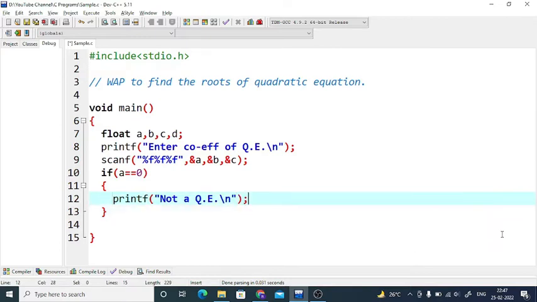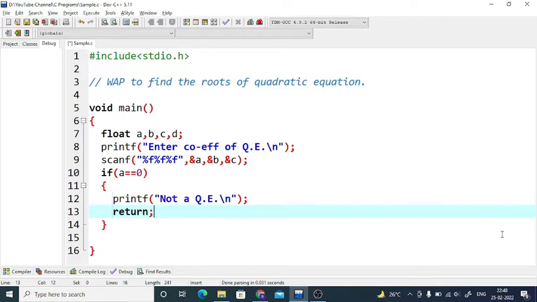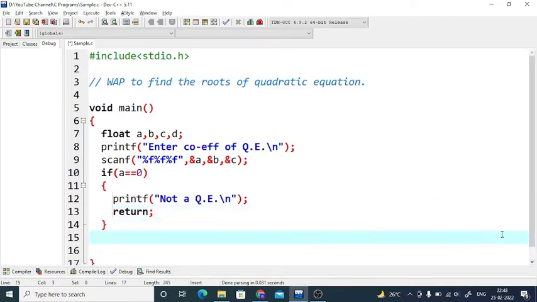Even though the return type is void, it doesn't stop me from returning back to the system. When I say return, I'm not going to return any value, but I'm simply saying return. So if a is 0, just print it's not a quadratic equation, and return will halt the program. It will come out of the main function. So the remaining program is as good as being in the else part, even though we haven't written it. I hope you understood this.